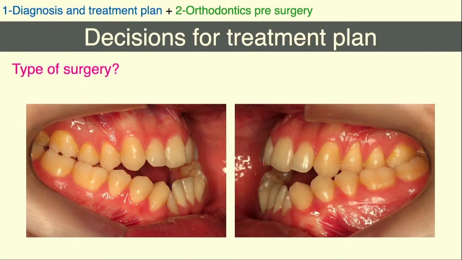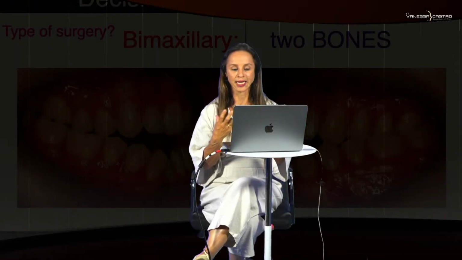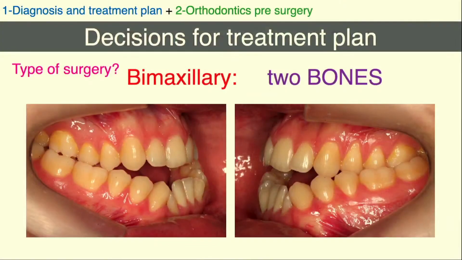So the decisions for the treatment plan for this patient. What type of surgery will I suggest for this patient? Of course, it will be a bimaxillary surgery. I need to do surgery in both jaws, 2 bones, 3 bones: maxilla, mandible, and chin. And which kind of surgery will I suggest for this patient? Why?